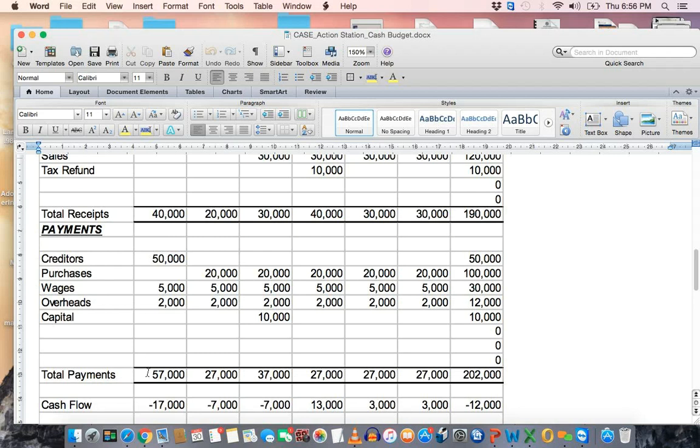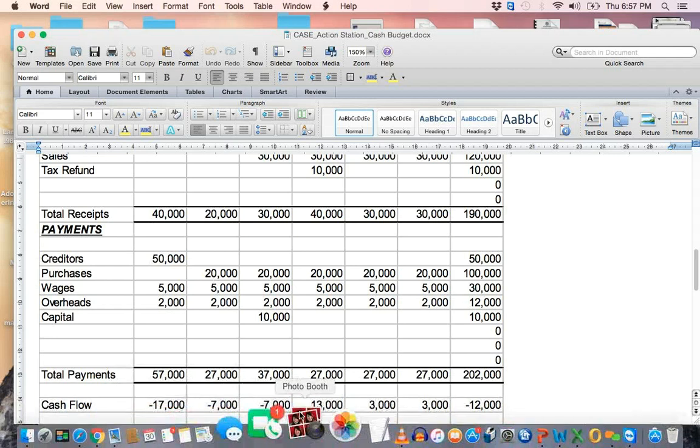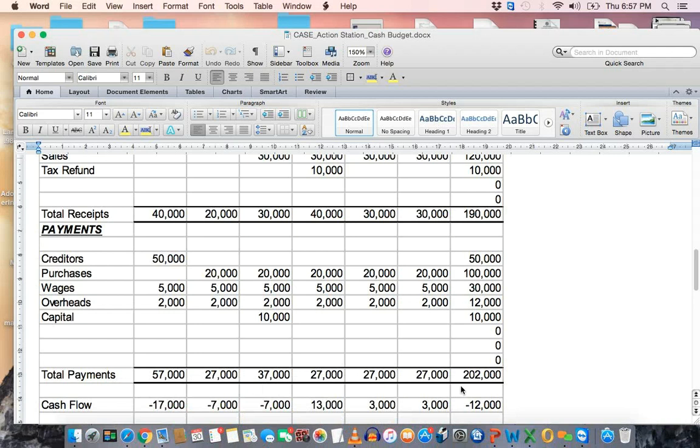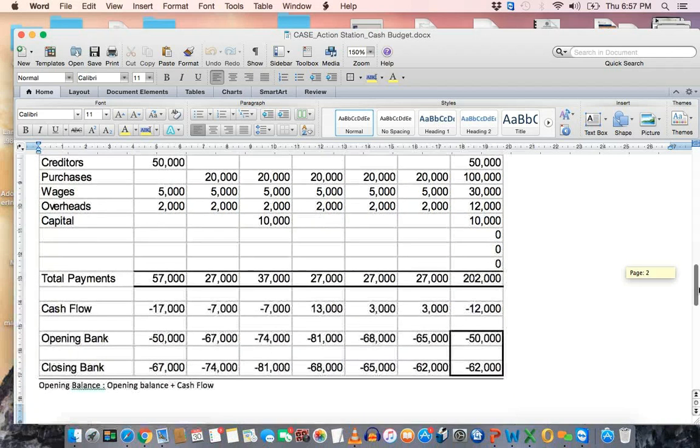So what is the cash flow now? Cash flow is our total receipts minus our total payments. So if we minus 57,000 from 40,000, that will be minus 17,000. So 20,000 minus 27,000, that's minus 7. This is our cash flow, all through our cash flow.